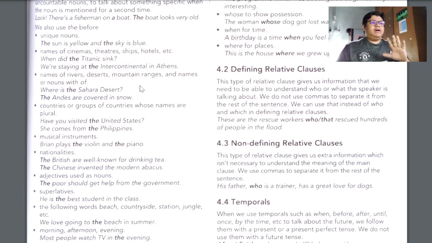Kalau ada nama kita tak boleh pakai a. Kalau tak ada nama, yes, kita akan pakai we are staying at a hotel. Okay, and then if we are talking about the same hotel again, then we use the lah. Okay, tapi kalau hotel tu ada nama and we use the name, then we can't use article, right?